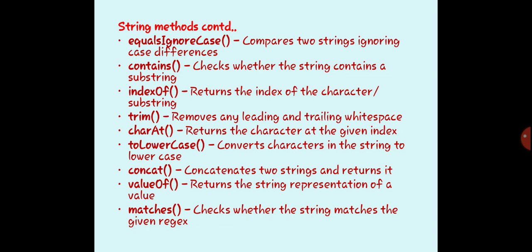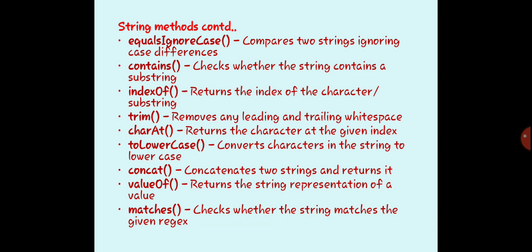And trim removes any leading or trailing white spaces. If you give any space before and after a string, that will be removed. Only the string will remain. That is called trimming. Then charAt will return the character at a particular index in the string, right? Okay, so then toLowerCase converts the string from any case to lowercase, right?